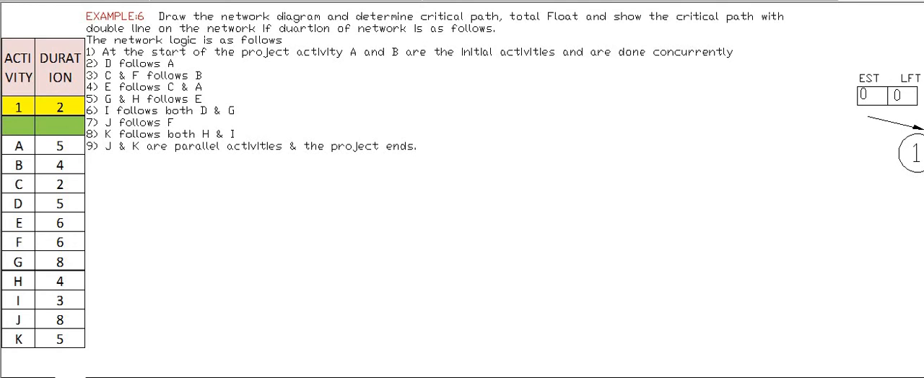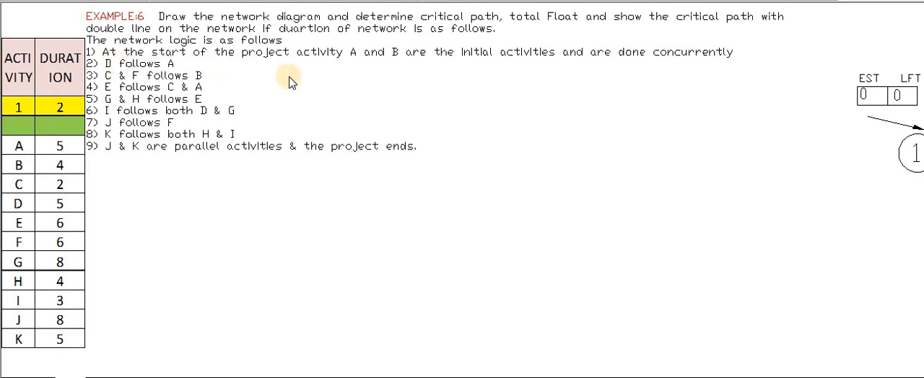Here all these descriptions are given in 9 points. These 9 points are very important while drawing a network diagram, and they play an important role. So we will read the things one by one, and we will start drawing the network diagrams. The network logic is as follows.